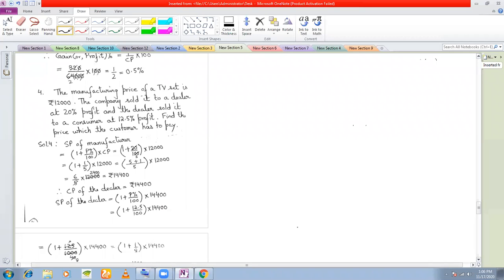a profit of 20%. Okay, profit of 20% of what? 20% of 12,000, because the cost price for the company that is manufacturing it is 12,000 rupees, because it is producing at 12,000 rupees, and the dealer sold it to a consumer at 12.5% profit. Find the price which the customer has to pay. So clearly, what is the selling price of the manufacturing company?